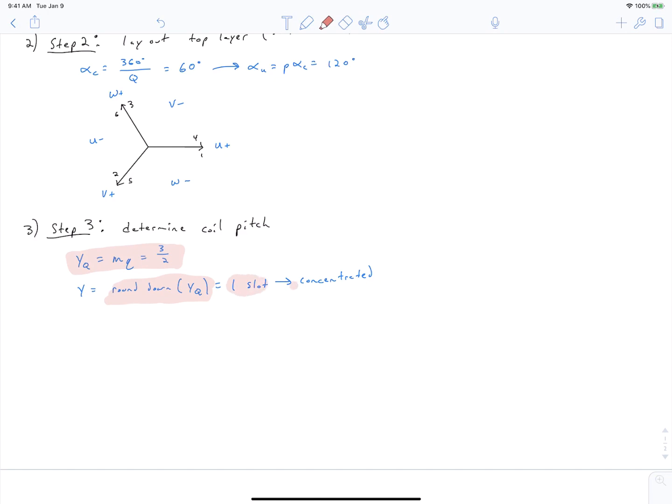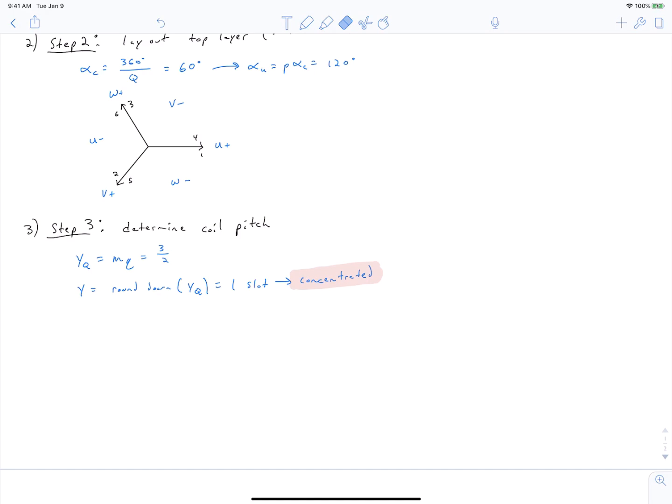And you'll notice that this translates to a concentrated winding. This is a concentrated fractional slot winding because our coils just directly wrap around a tooth. We also call this a tooth coil. And this is a very popular class of fractional slot windings because they're easy to manufacture, and you can get a higher fill factor. You can get more conductors in the slot.